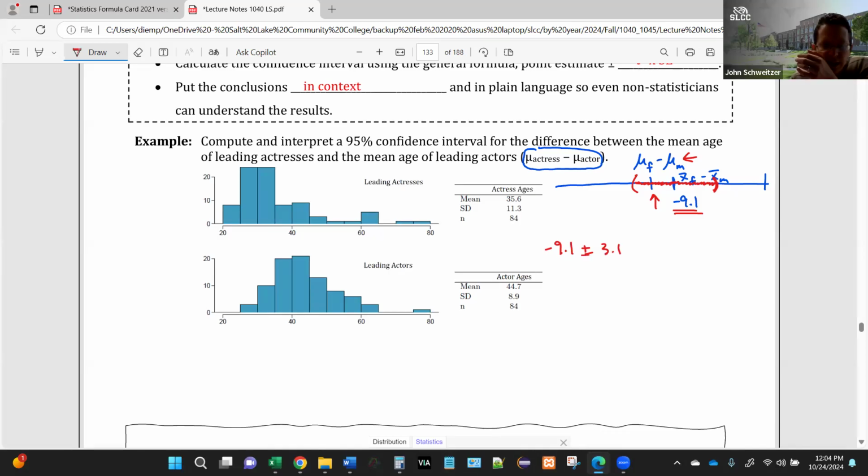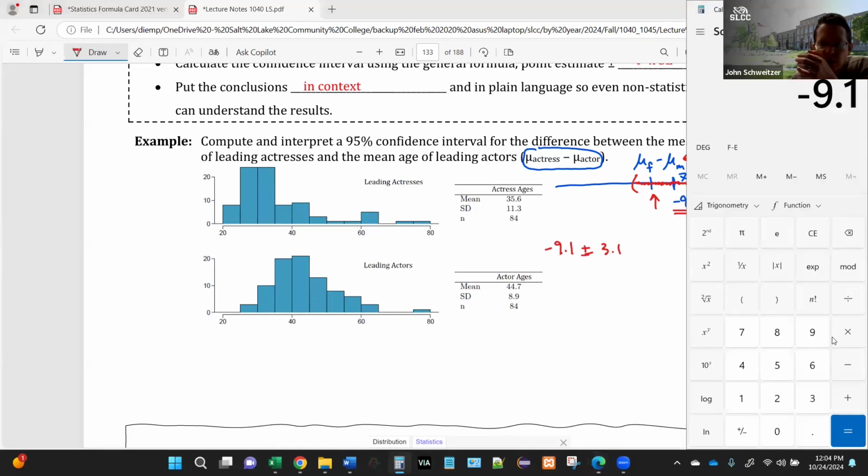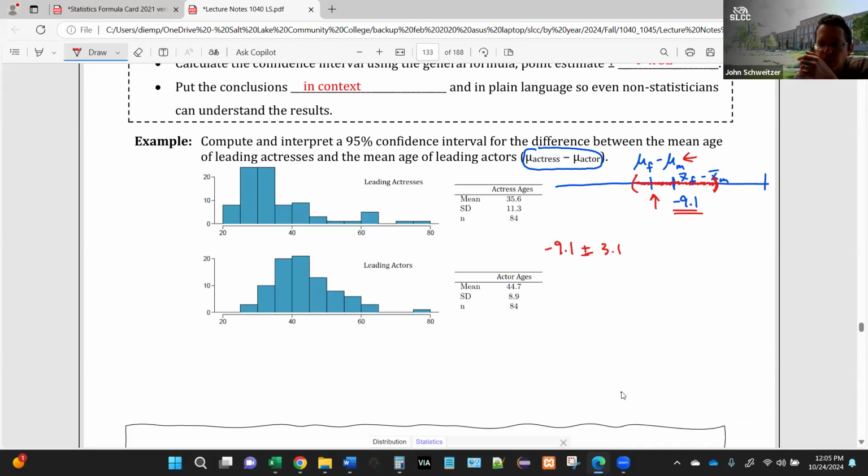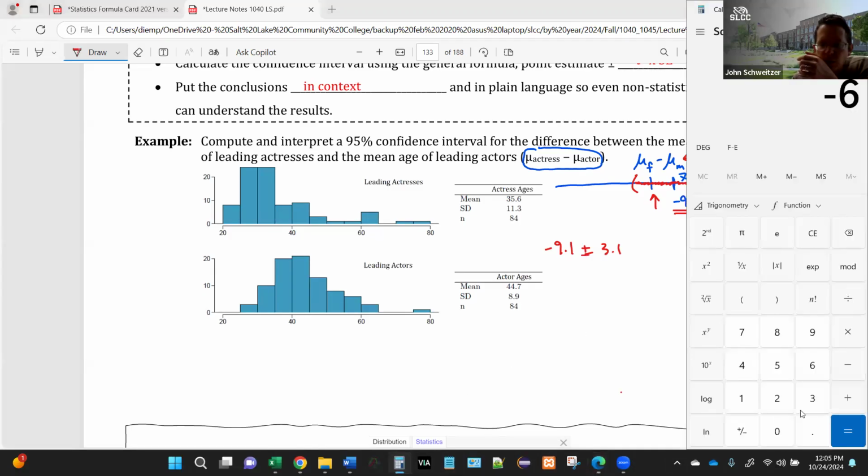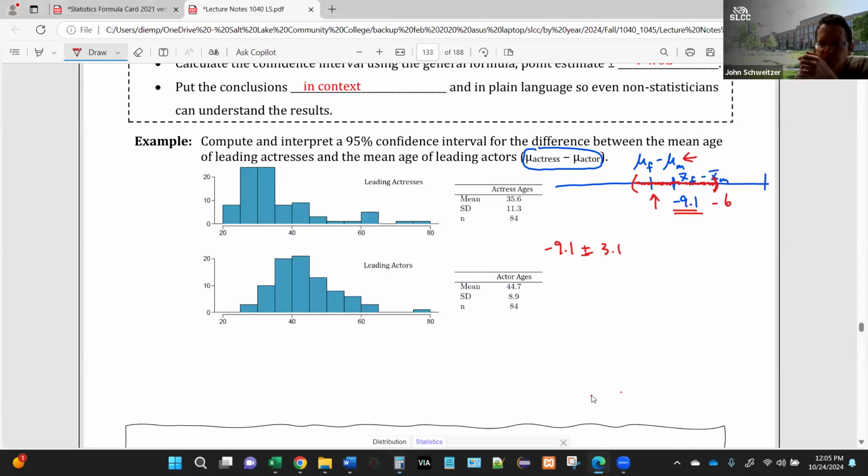If I add that to negative 9.1, if I go negative 9.1 and add 3.1 to that, I get my right endpoint of negative 6. And then if I go negative 9.1 minus 3.1, I get negative 12.2. All right, so what does that mean?